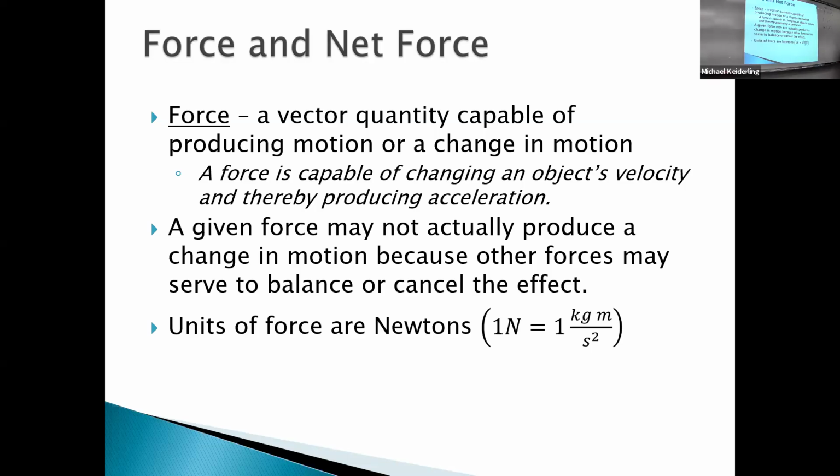And the units for force are newtons. 1 Newton is 1 kilogram meter per second squared. That is the unit for force. So we measure force in newtons.